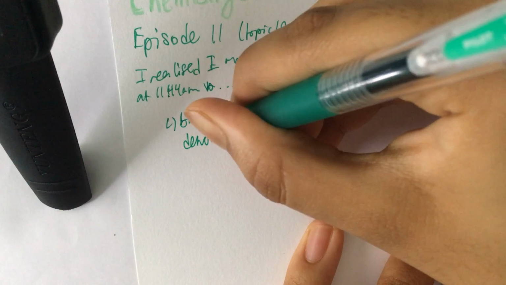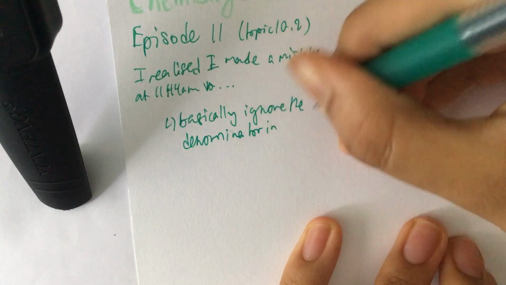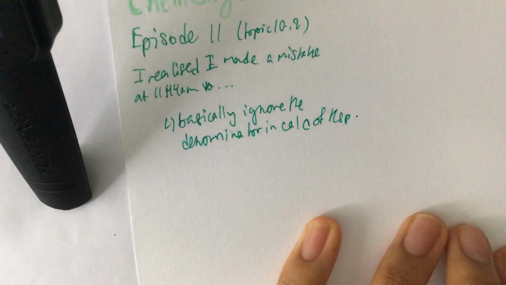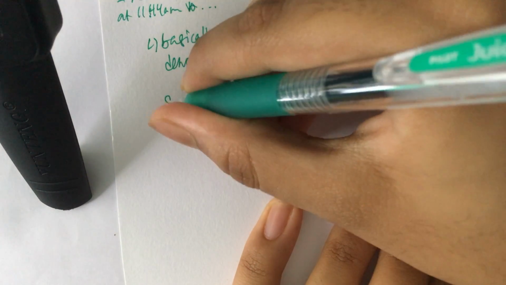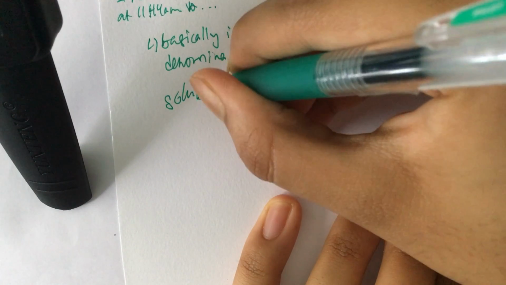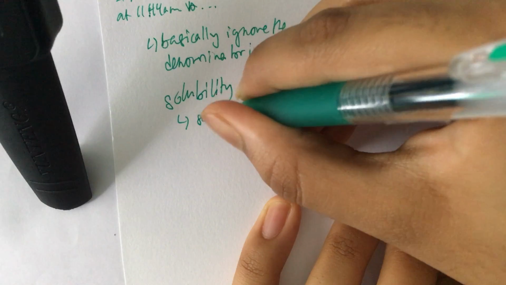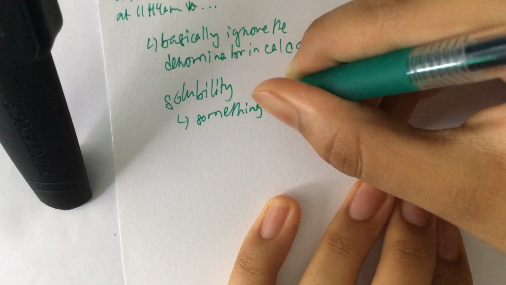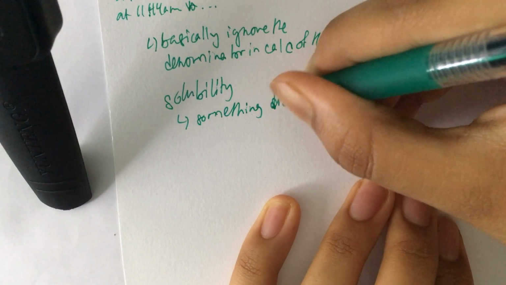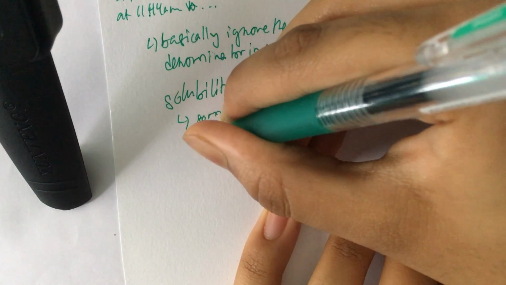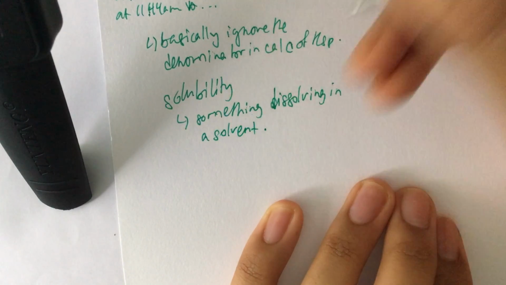In solubility equilibria, instead of looking at a reaction or even acid-base dissociation, we look at how much something dissolves in a solvent. Usually it's water, so we'll just say water at 25 degrees Celsius, because that's how everything is defined in A level. So that's basically the idea here.